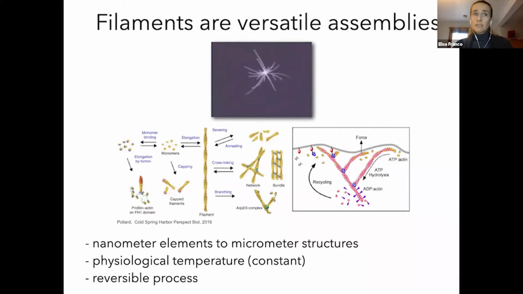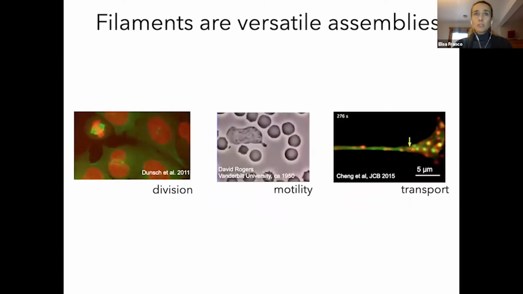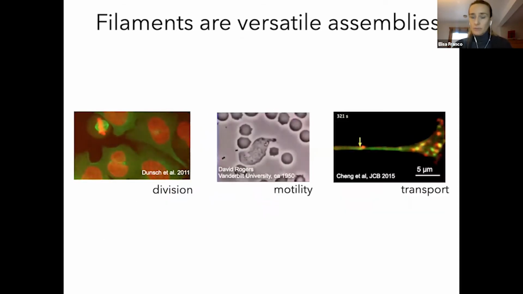And the key idea is that these monomers assemble at room temperature. It's nanometer elements that form micrometer structures. And it's also a reversible process because the material gets recycled all the time. And cells use the filaments for a variety of things, right? For driving complex processes like cell division, to move, and to transport stuff.